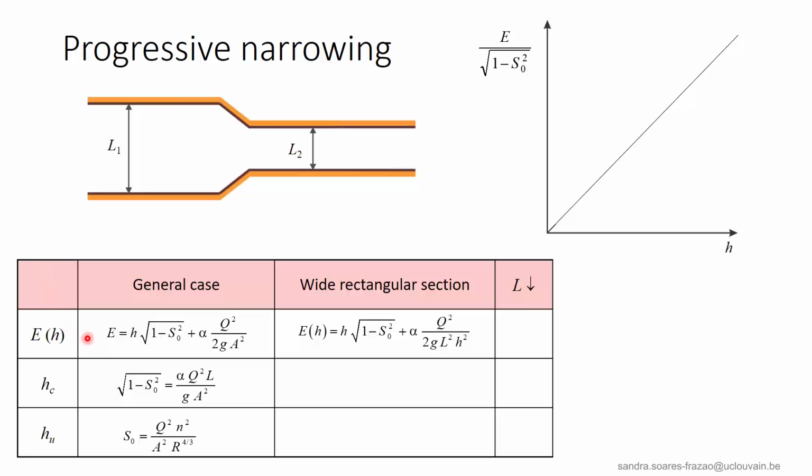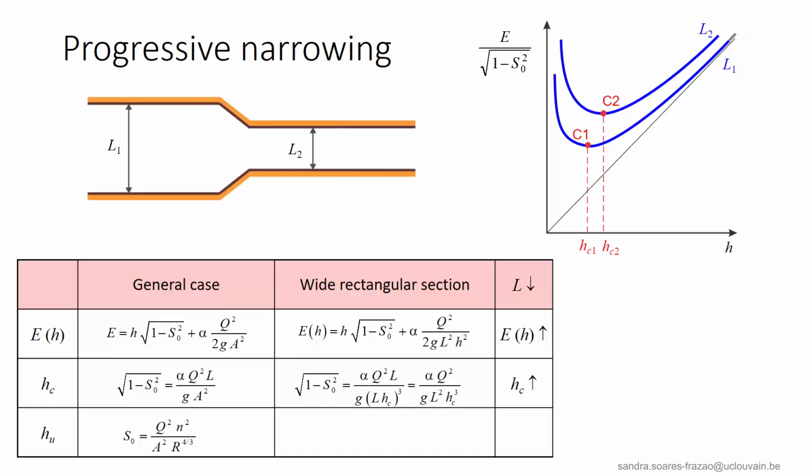The general expression is recalled here, and adapted to the case of a wide rectangular cross-section in the third column of the table. With this expression, it is easy to see that if the width L reduces, the specific energy for a given depth will increase. This is valid for any water depth h, in such a way that the specific energy curve corresponding to the narrow channel L2 is everywhere above the specific energy curve corresponding to the width L1.